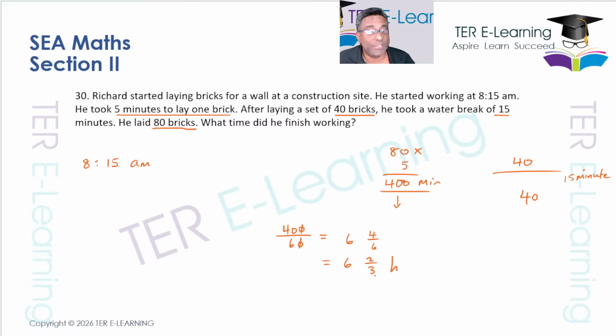Now here's what you have to be careful with when it comes to time, right? So this is hours, this is minutes here. So 2/3 of an hour, we need to figure out how many minutes that is. So 2/3 multiplied by 60, right? So that's going to be 40 minutes, right? So the time taken for him to actually lay the bricks here is 6 hours and 40 minutes, okay? Now, we also took a 15-minute break inside here.